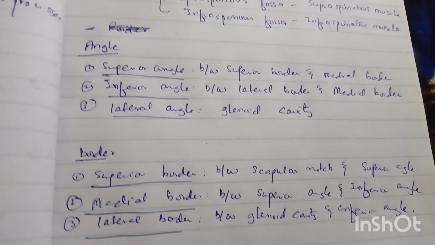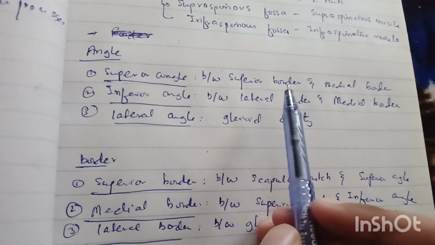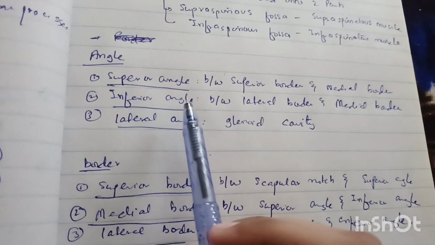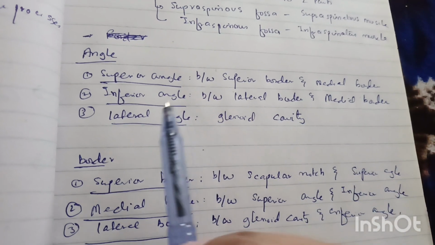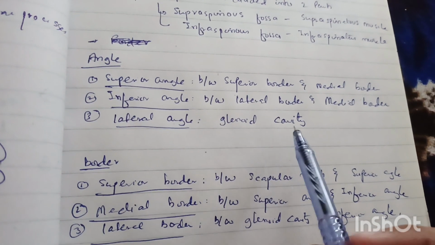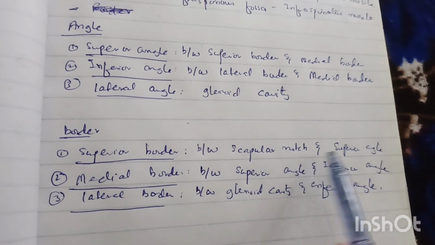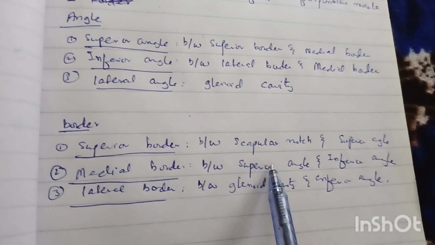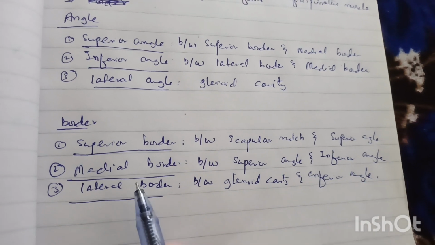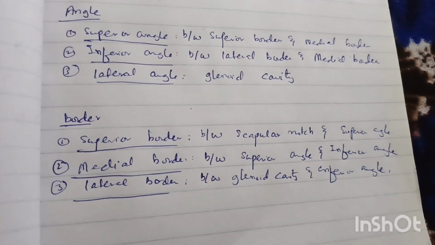So now let me explain or revise it again. The superior angle is between the superior border and the medial border. The inferior angle is between the lateral border and the medial border. The lateral angle is present at the glenoid cavity. The superior border is between the scapular notch and the superior angle. The medial border is between the superior angle and the inferior angle. The lateral border is present between the glenoid cavity and the inferior angle.